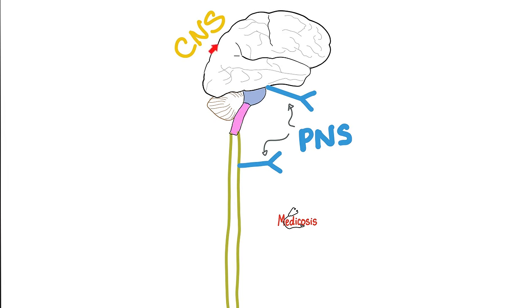Back to basics, we have central nervous system and peripheral nervous system. The central nervous system is made of brain and spinal cord. That's it. The peripheral nervous system is made of cranial nerves and spinal nerves. So by definition, when I say nerve, it is peripheral. There is only one exception to this.